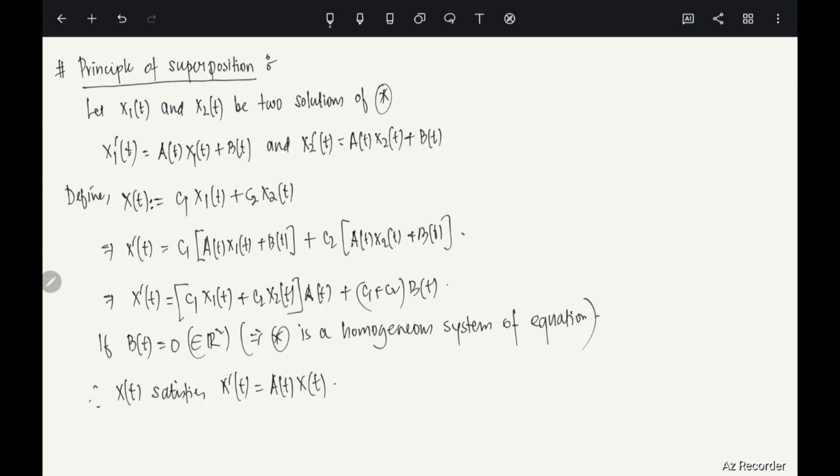So you do realize that if you have two solutions, x1(t) and x2(t), and if you are dealing with a homogeneous system, then c1 times x1 plus c2 times x2 also satisfies the equation, right? So that is always there.